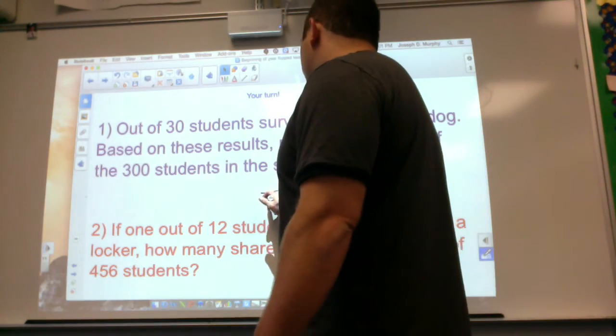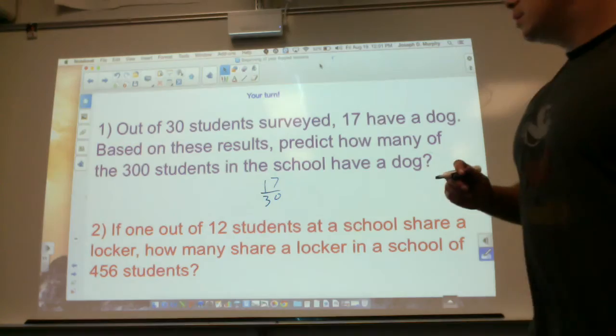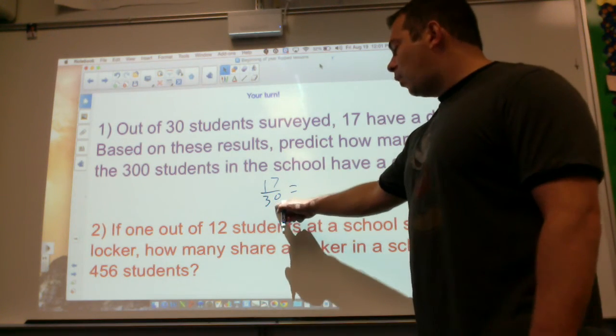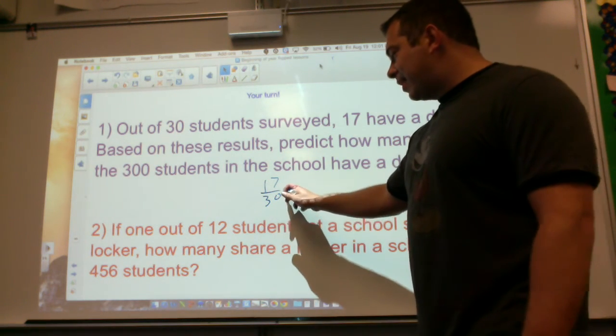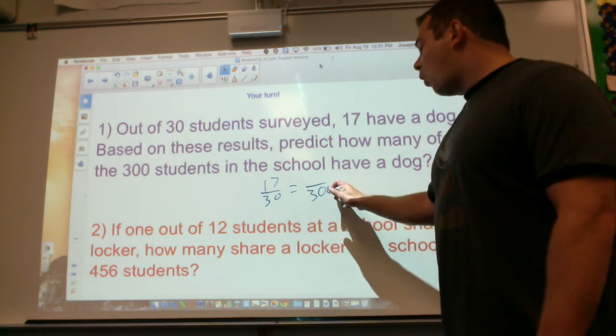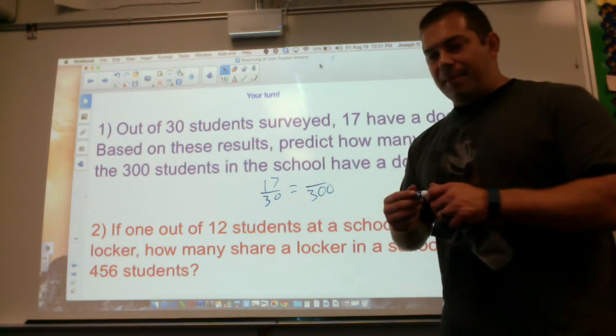30 students were surveyed. 17 have a dog. Okay? If there's 300 students total, this is my total that were surveyed, so I could even write a T right there if I wanted to. If there's 300 students total, how do I go from 30 to 300? Whatever I do to the bottom, I'll have to do to the top.